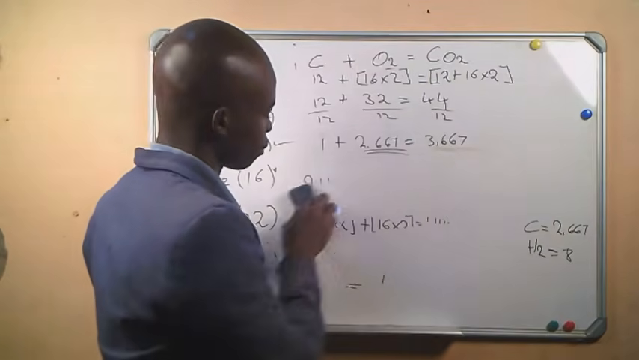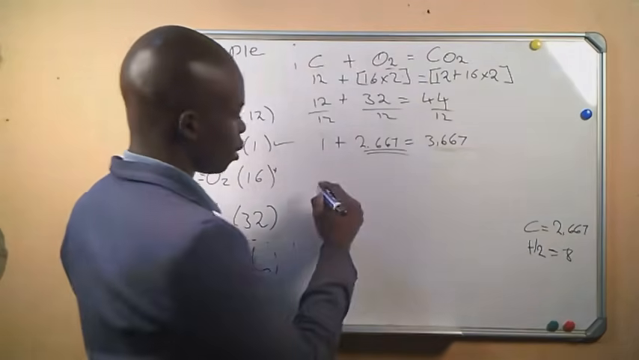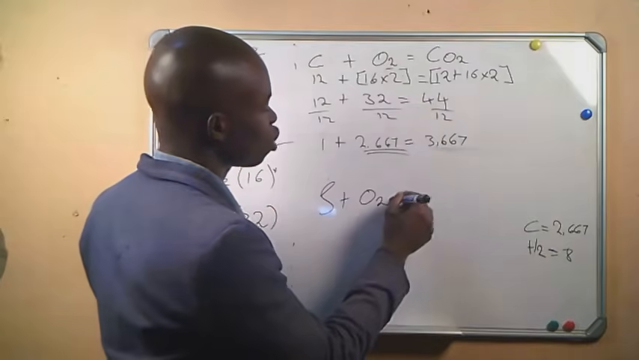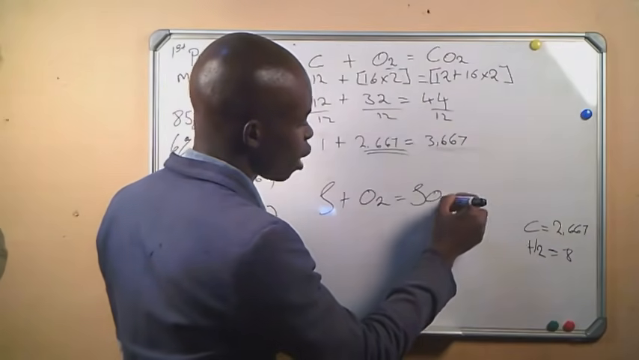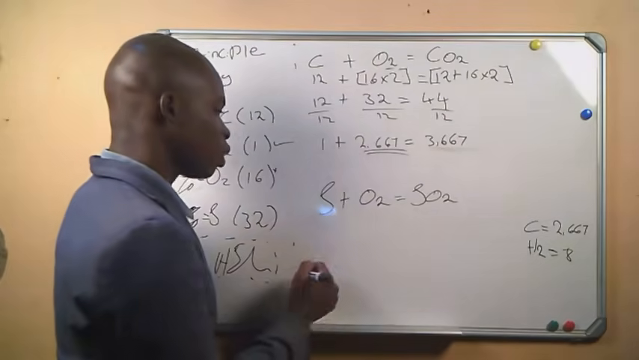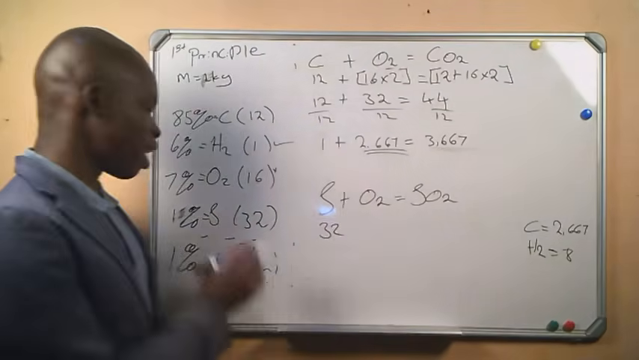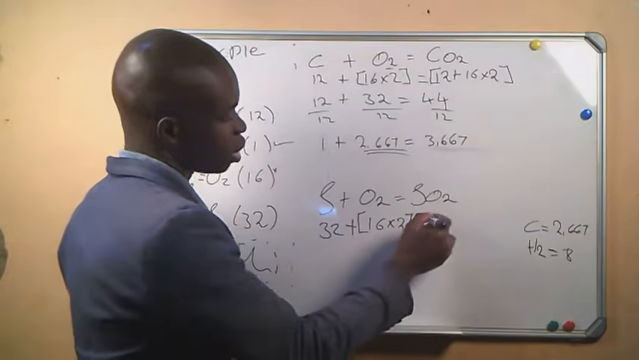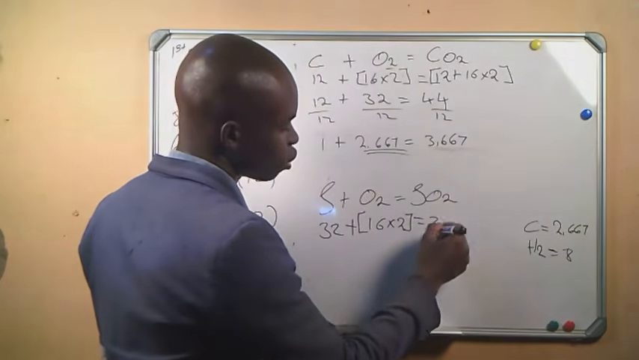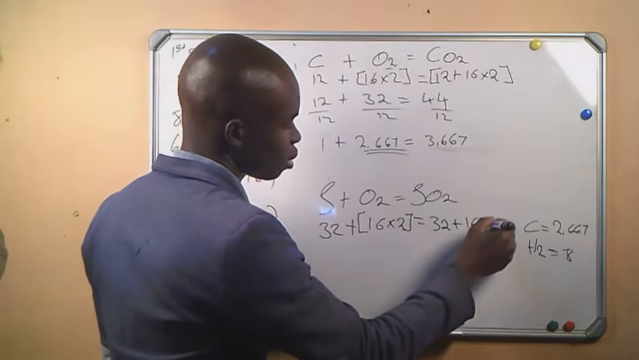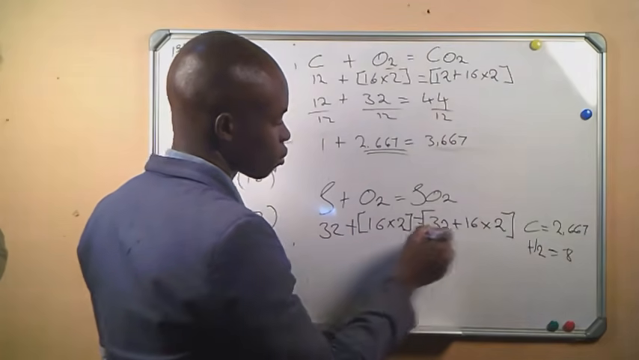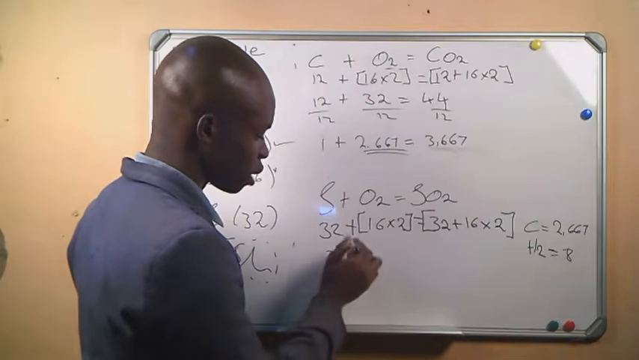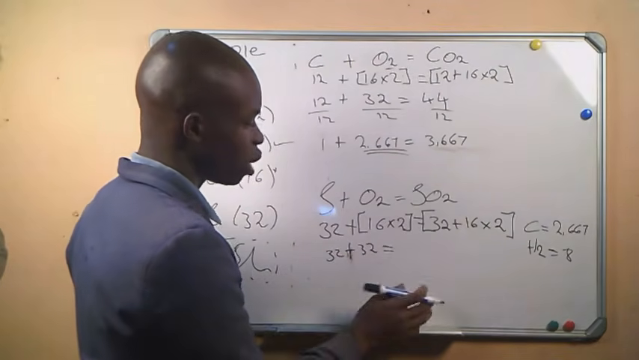And then I will erase this and now do sulfur. For sulfur, it's sulfur like the other ones plus oxygen, and in this case we will have a product which is sulfur dioxide. And then we substitute. The atomic mass for sulfur is 32, for oxygen is 16 times 2, so it equals sulfur 32 plus 16 times 2. Here it's going to be 32, and this is plus 32 as well, which equals 64.